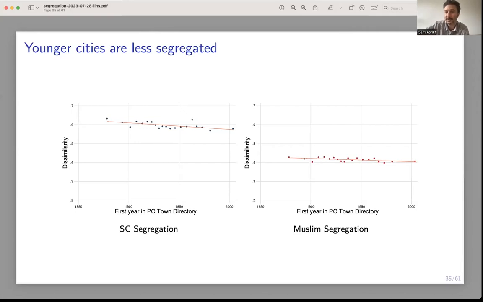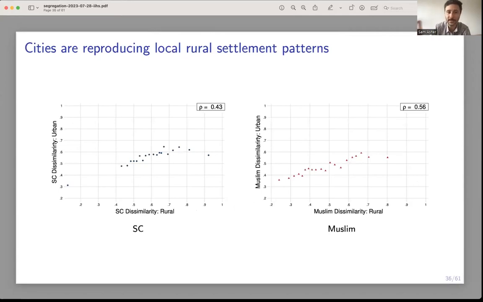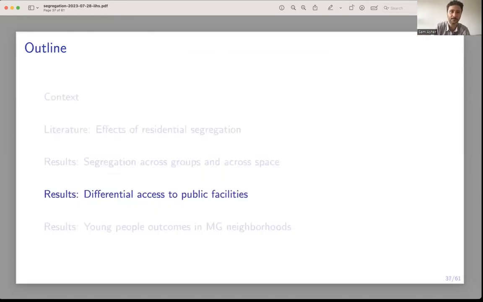Unfortunately, we don't have these kind of neighborhood measures from historical censuses that would allow us to actually see segregation in those previous years. We do find that cities are reproducing local rural settlement patterns: the urban areas in districts with high levels of rural segregation have high levels of segregation. The cities in districts that have low levels of rural segregation have much lower levels of urban segregation. And this is true both for SCs and for Muslims.